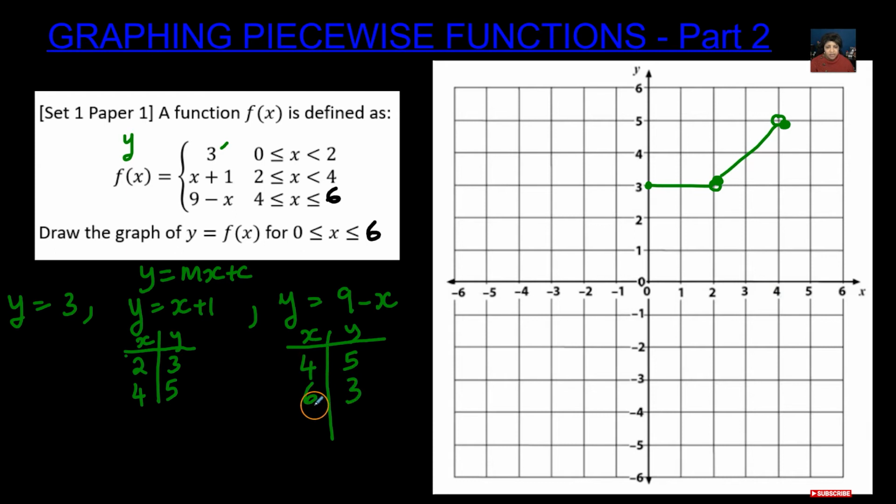And then when x is 6, y is 3. So x is 6 here and y is 3. And that point is also a solid circle. And then we just draw our line. We know the gradient is -1. So this question is now complete.